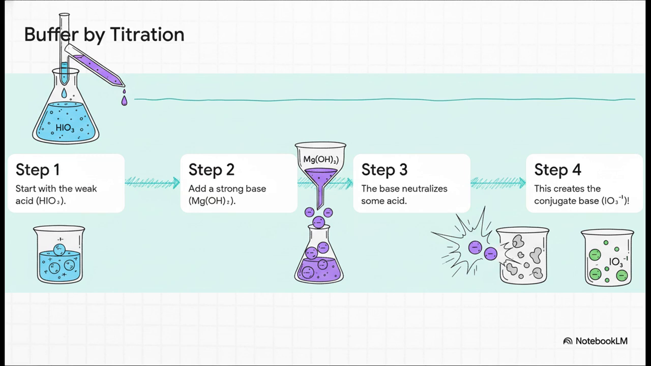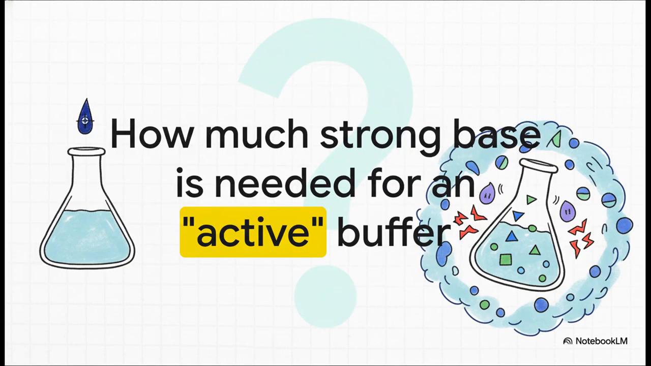You start with just your weak acid. Then you very carefully start adding a strong base, drop by drop. This strong base reacts with some of the weak acid, it neutralizes it, and in the process it converts that acid into the conjugate base you need for your buffer. You are literally making one of the key ingredients from the other. It's pretty cool. Now, of course, just adding one little drop of base isn't going to cut it.